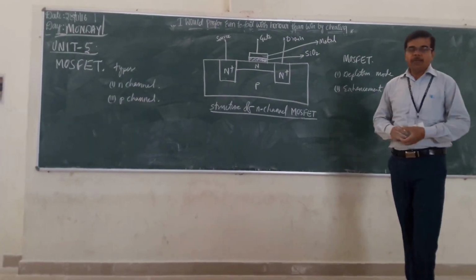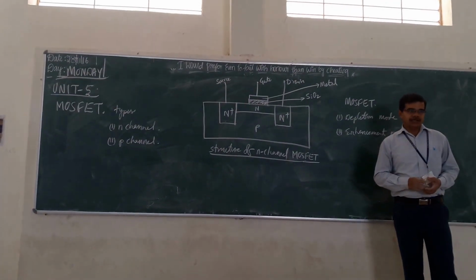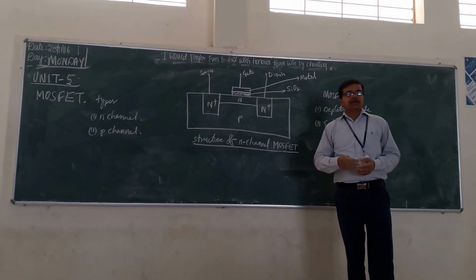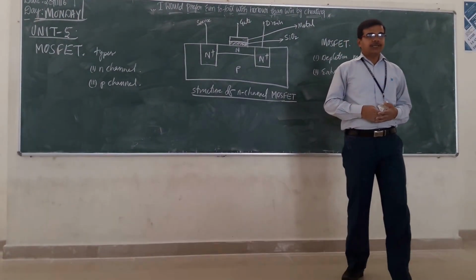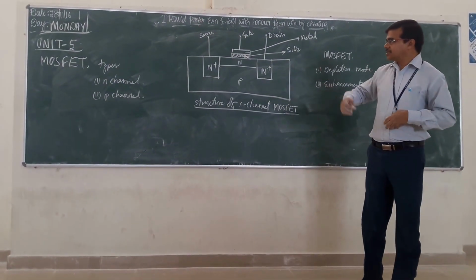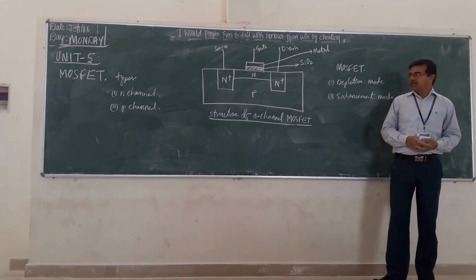MOSFET stands for metal oxide semiconductor field effect transistor. Earlier we were discussing FET. In FET we have seen the JFET, that is your junction field effect transistor. This is your metal oxide semiconductor field effect transistor.